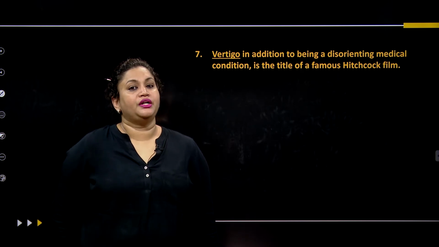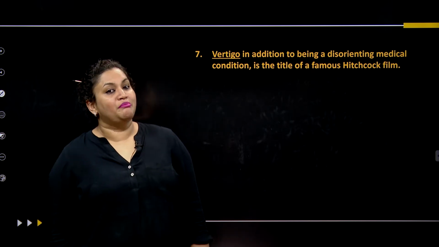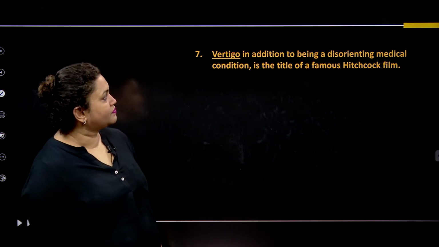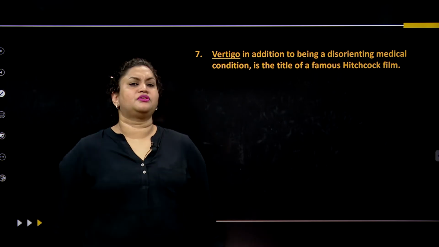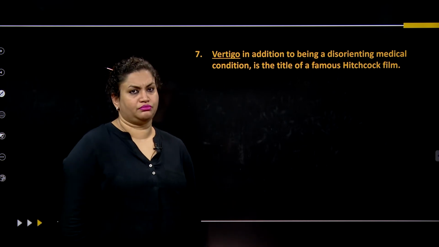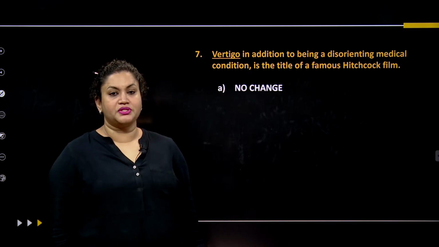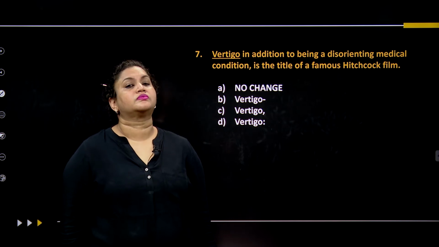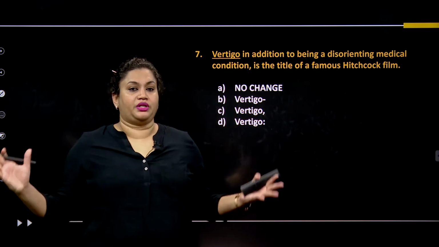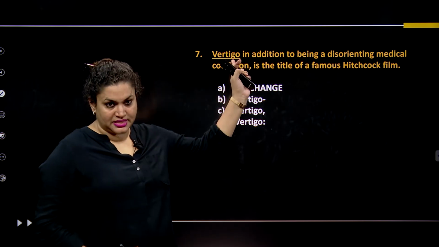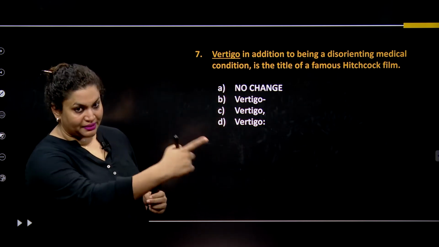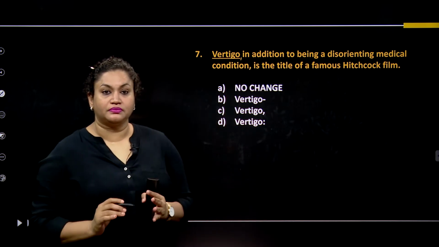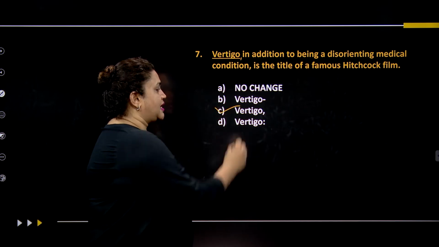Vertigo, in addition to being a disorienting medical condition, is the title of a famous Hitchcock film. What is it that goes to your mind? Vertigo. Let's see the options first. But what is it you feel about it? Without doubt, whenever you have the first subject and then you have something to go with it, without a verb, put a comma. Therefore, C is the right answer.